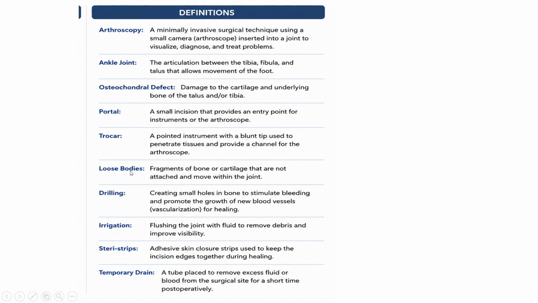Next we have the loose bodies. What are loose bodies? These are fragments of bone or cartilage that are not attached and move within the joint, so you can consider those as loose bodies.